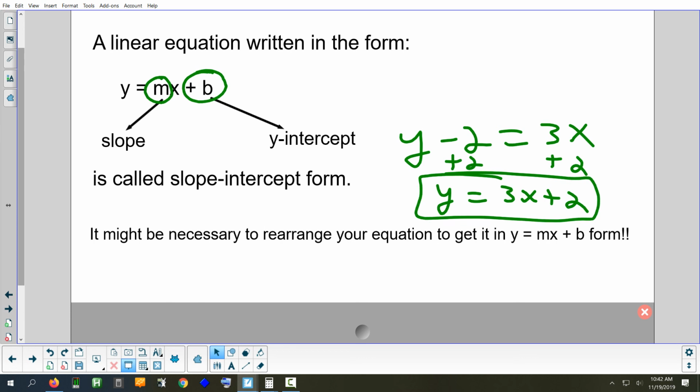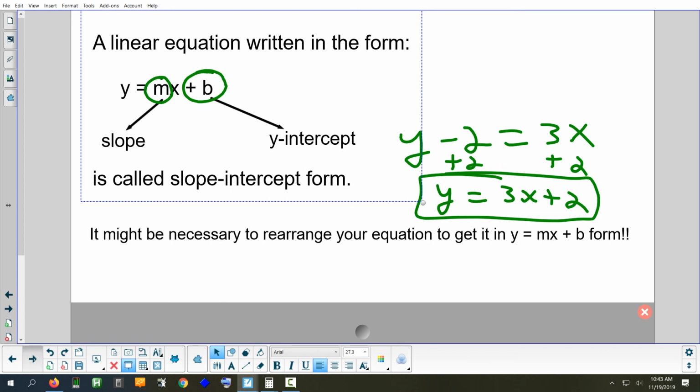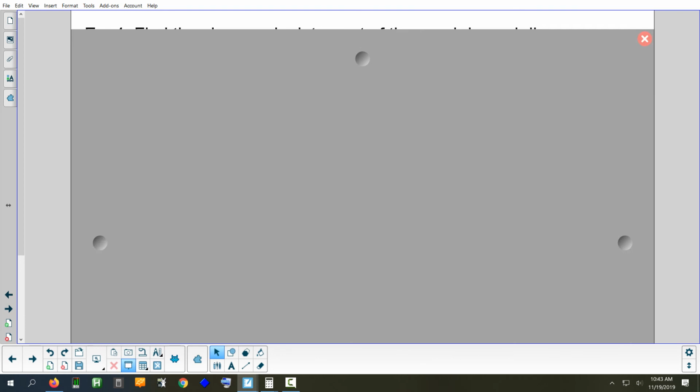What I'm going to ask you now is to look at what's in that box and tell me the slope and tell me the y-intercept. What's the slope of what's in that box? 3. It's the number next to x. And what's the y-intercept? 2. Right? That's all we're going to do in the last question. But you may have to get the y by yourself first, like we did here. Okay? So, let's look at this one.